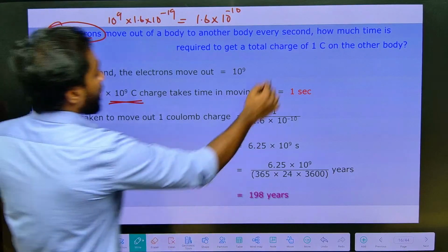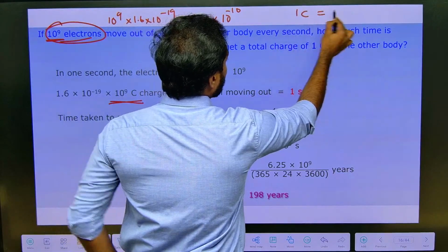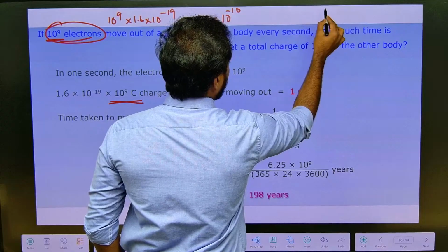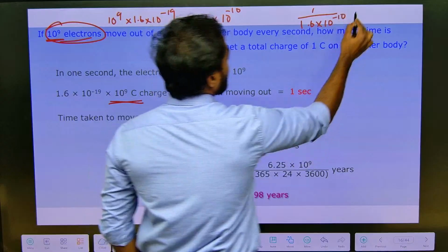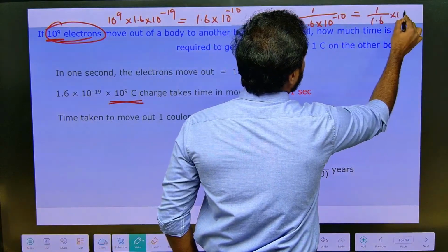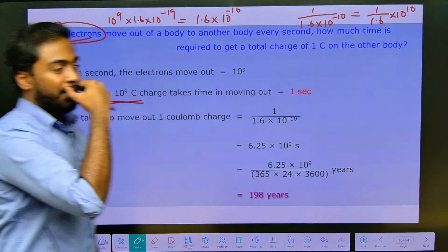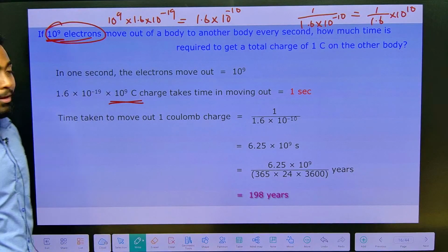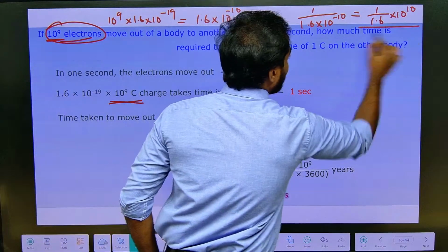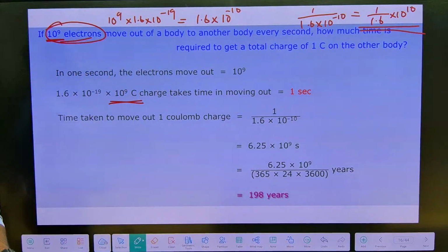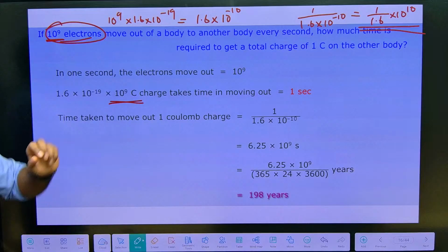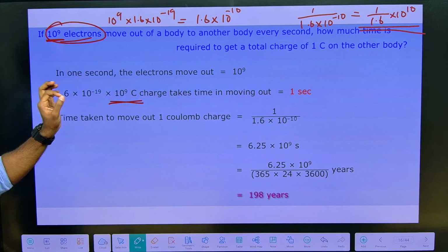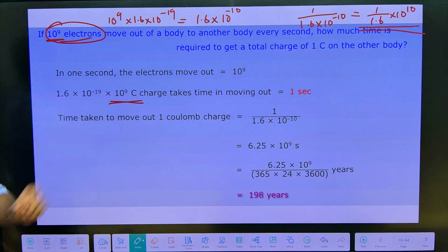So for 1 coulomb, we are talking about 1 divided by 1.6 into 10 power minus 10. So it is nothing but 1 by 1.6 into 10 power minus 10, which is 6.25 into 10 power 9 seconds. If I divide this, I'll get the value. We need it in years. That's it. That is 198 years.